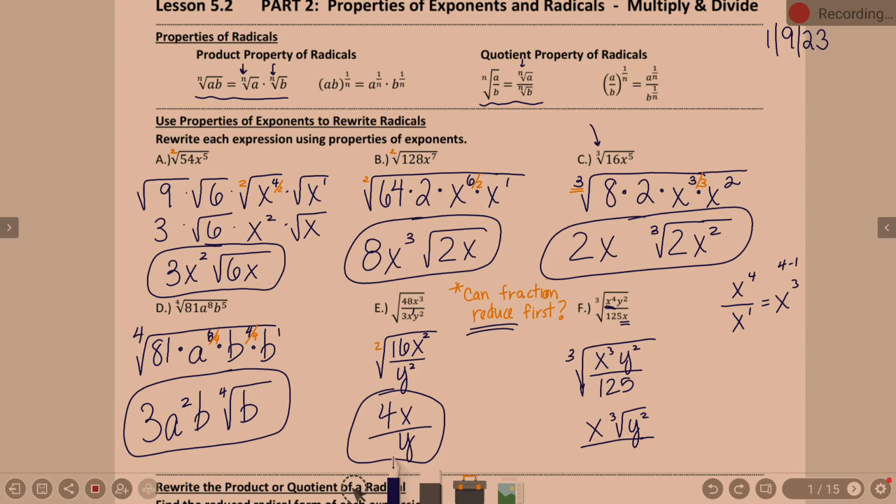Yeah, it's on my sheet. 5. Cube root of 125 is 5.